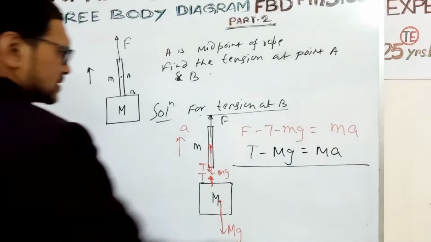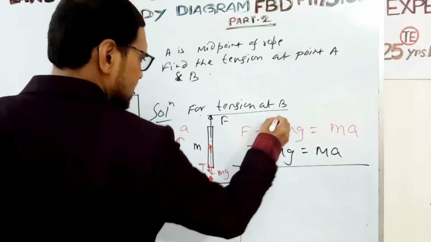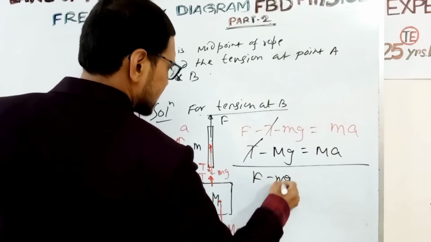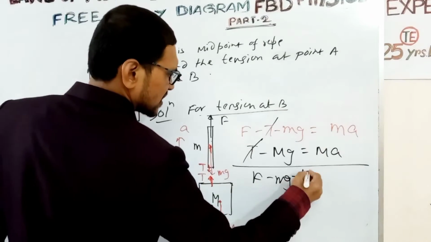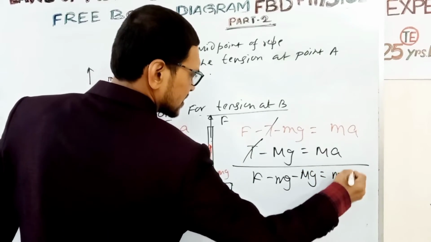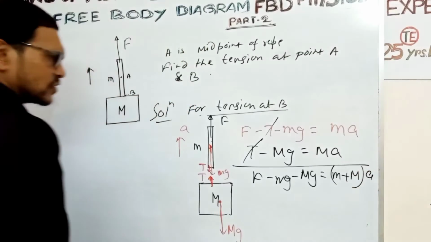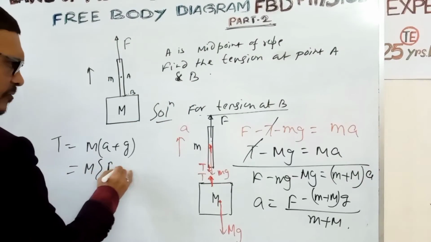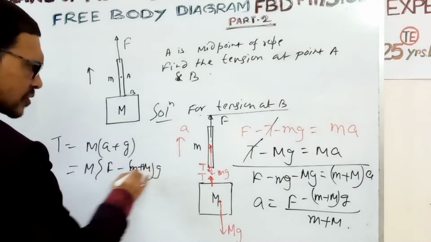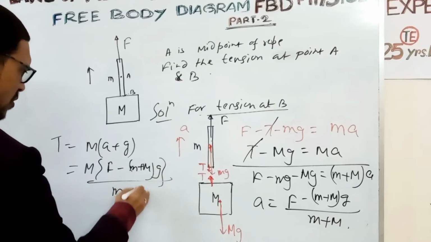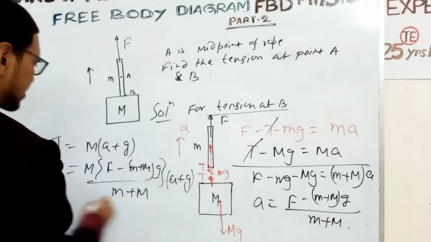First, if we add, then T cancels, so F minus mg minus into A. So A is the tension. So this is the tension.